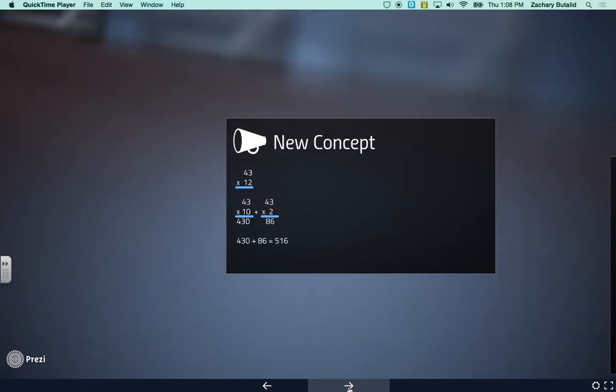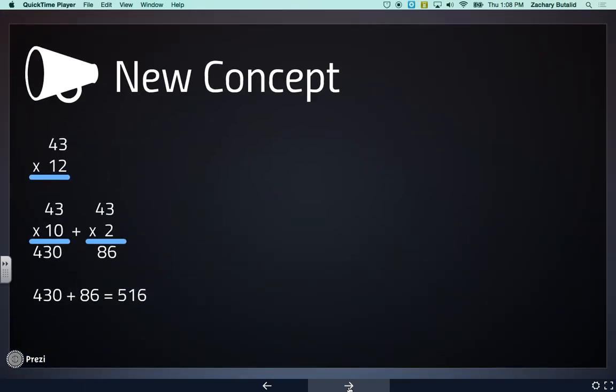All right. Here's our new concept. So our concept for today is that when we multiply a two-digit number, we really multiply twice, okay? And we multiply by the tens and we multiply by the ones. Here we have 43 times 12. Since 12 is 10 plus 2, really, we may multiply 43 by 10 and 43 by 2. Then we add the products.